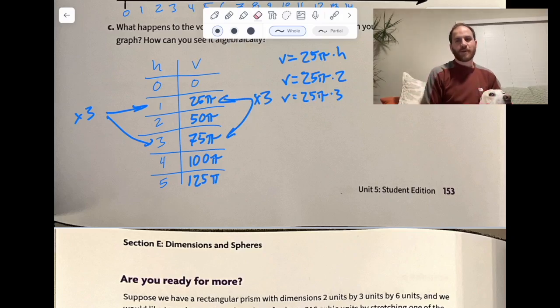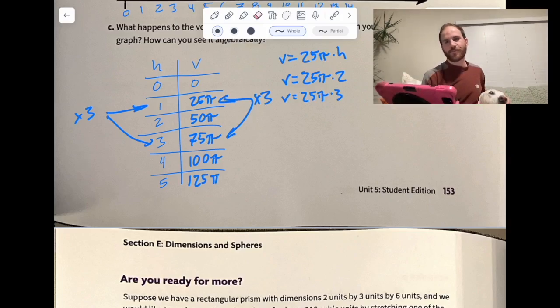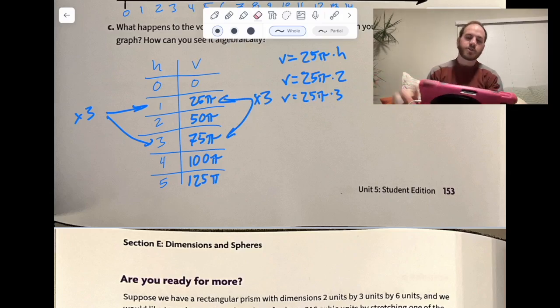Banjo's here doing math with me. He loves it. Don't you? That is very good, good boy. Good job doing math.